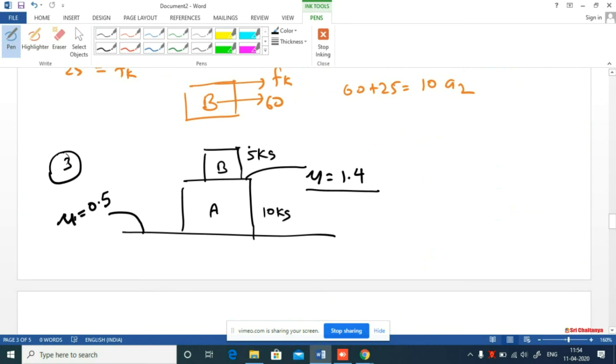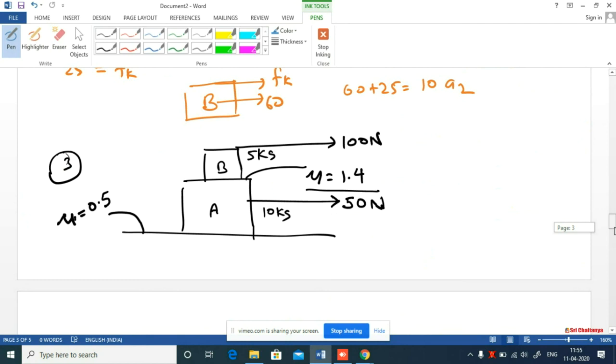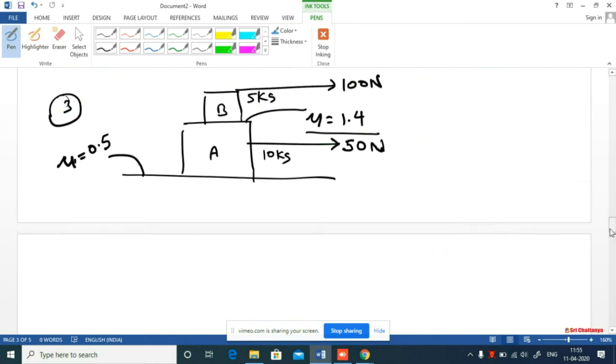Okay, I'll put maybe the forces in the same vein. This is 100 Newton, and let us put a force here of, okay, 50 Newton. So that's the problem that we are solving now. So velocities are not mentioned. We will assume that the velocities are all 0. So v relative is equal to 0, right? So no kinetic friction. So we have to check for static friction.